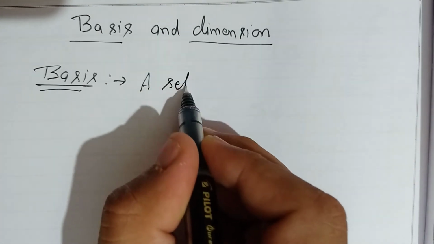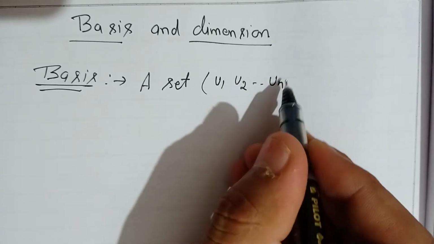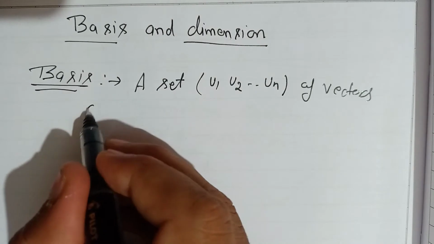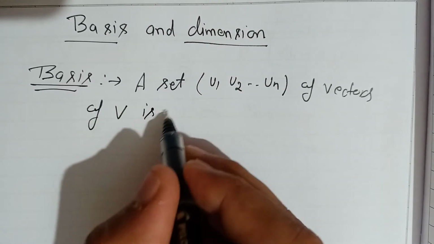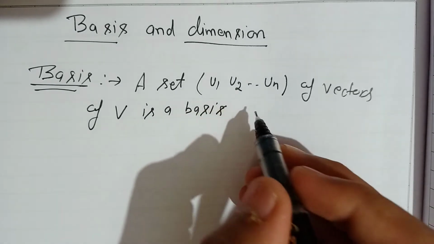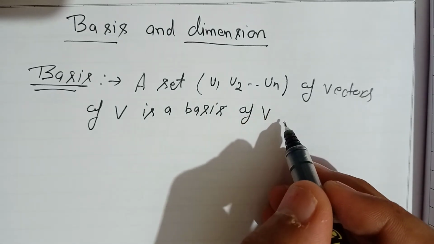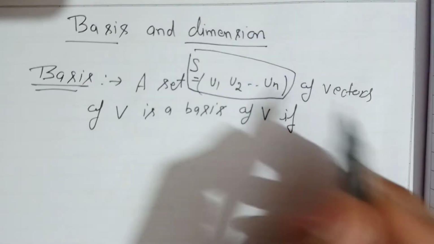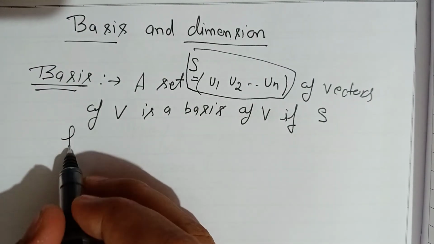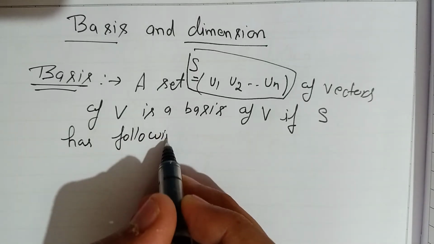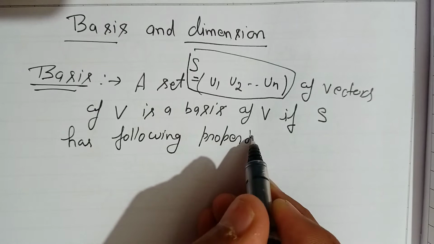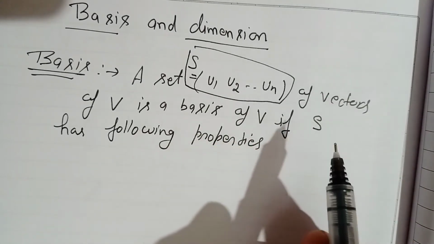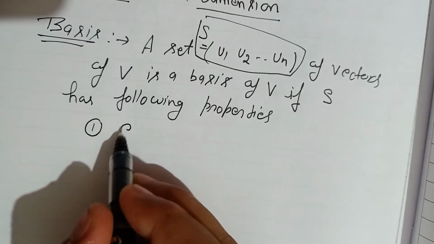A set S equal to u1, u2, ..., un of vectors of V is a basis of V if S has the following properties. First, this S should be linearly independent set.